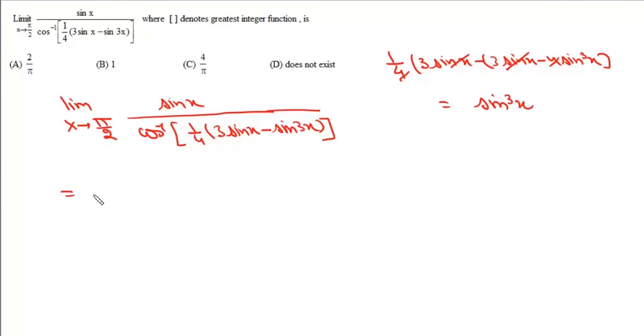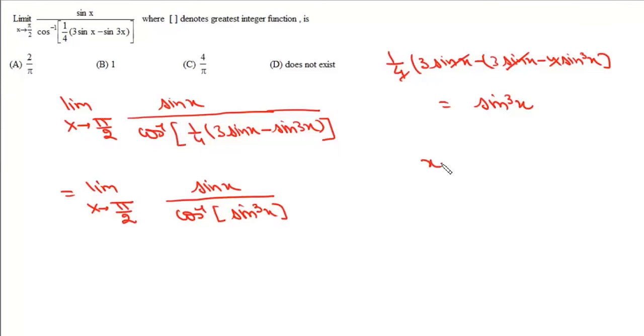So we can write this limit as the limit as x tends to pi by 2 of sin x upon cos inverse of the greatest integer function of sin cube x. Now when x tends to pi by 2, sin cube x tends to 1, but it is still less than 1 because it will be 1 only at pi by 2. So within the vicinity of pi by 2, it will be less than 1.